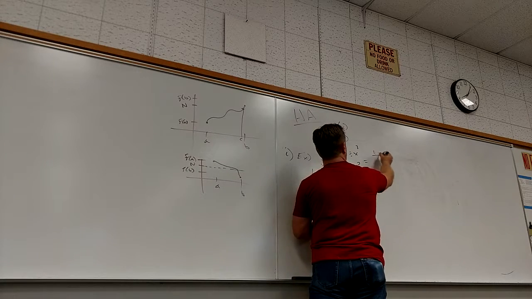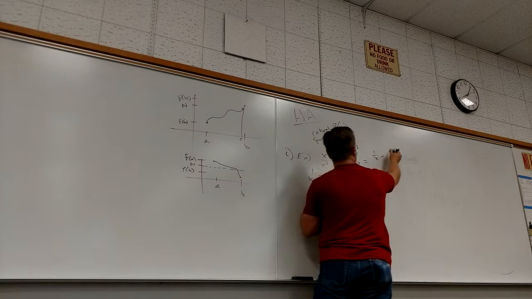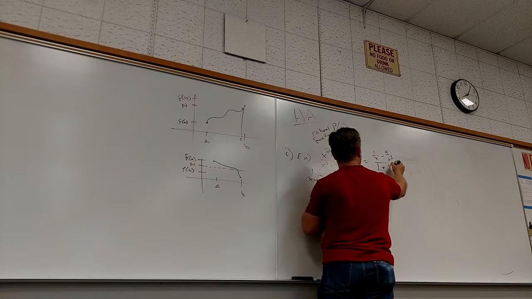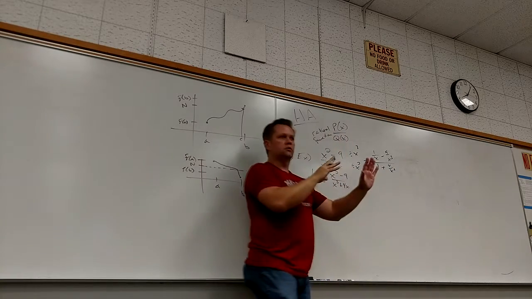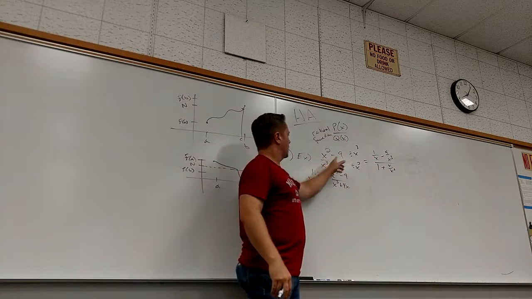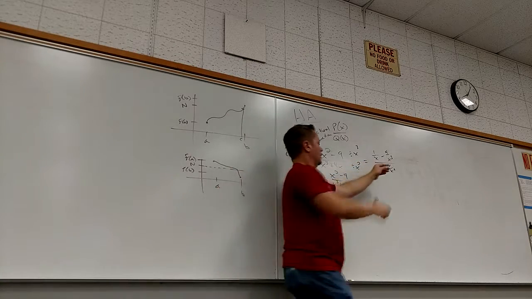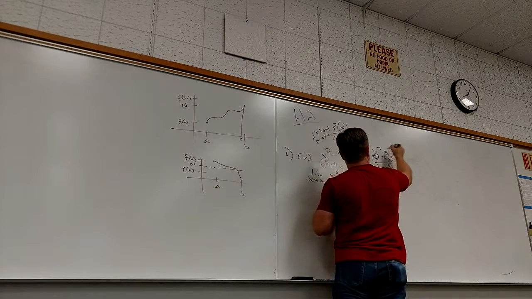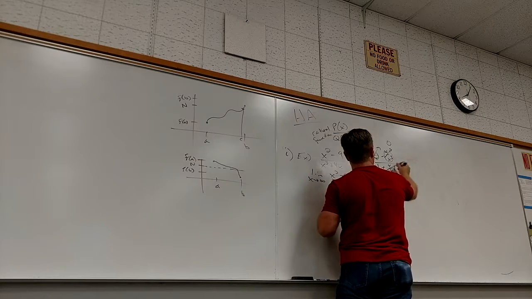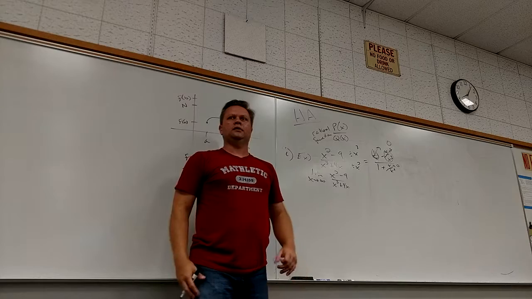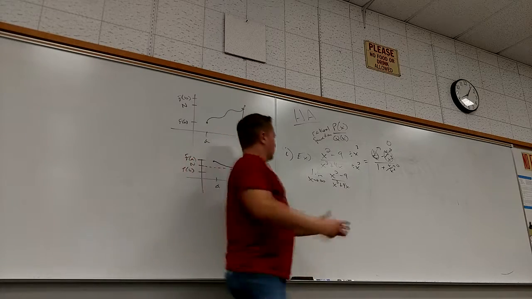I get 1 over x minus 9 over x cubed over 1 plus 4 over x squared. Is that cool? Just divide everything by x cubed. Now, if you let x get really big, these go to what? These go to 0. So the top is 0 and the bottom is 1. Not indeterminate. Yay. So here you get 0.